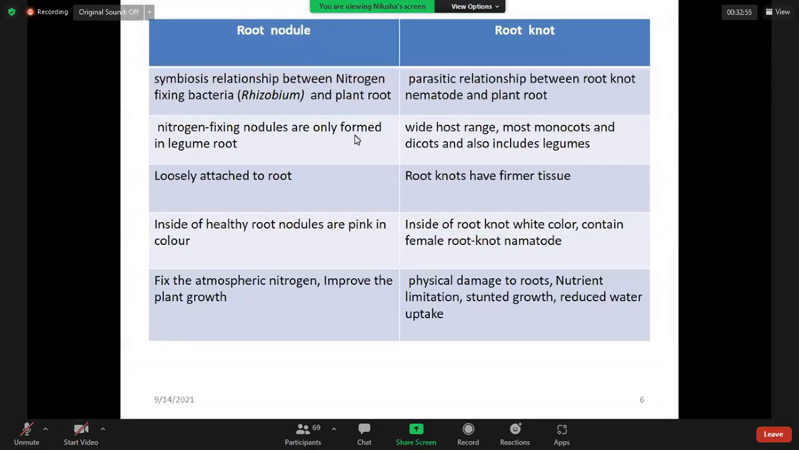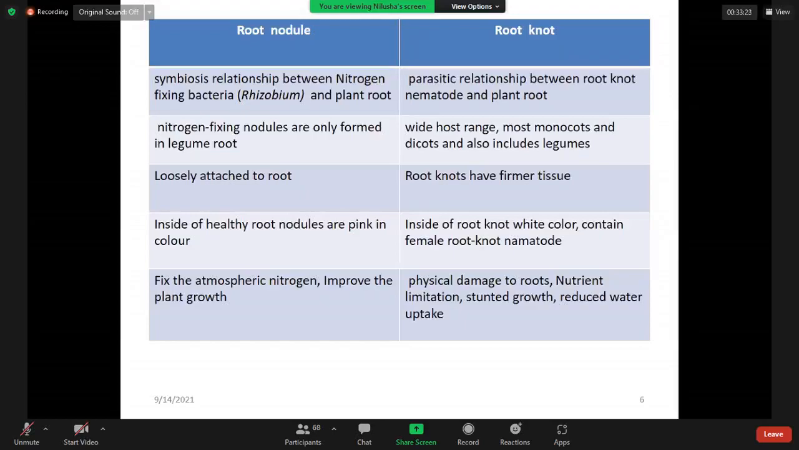Here I will explain about the root nodule and the root knot. I already told you, root nodule is formed due to the symbiotic relationship between nitrogen fixing bacteria, for example Rhizobium species, and the plant root. Root knot is formed due to the parasitic relationship between the root knot nematode and the plant root.